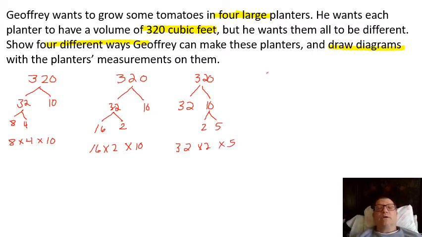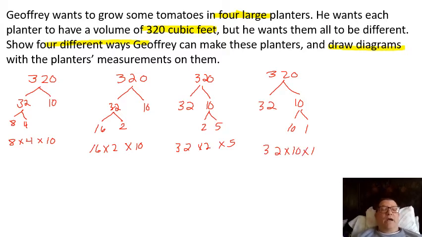My last one, I'm going to start with 320, and I'm splitting it up once again, 32 and 10, but I haven't done this one with 10 and 1 yet. So now I've got 32 times 10 times 1. Now they said draw and label the dimensions, so I'm going to do a quick drawing here.